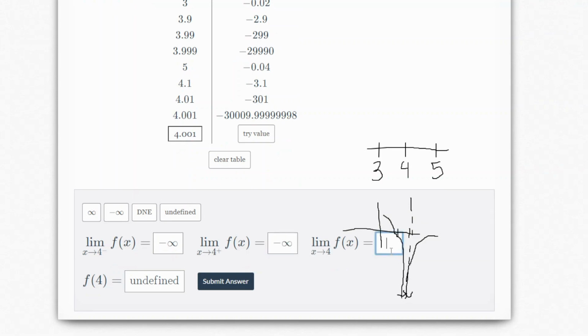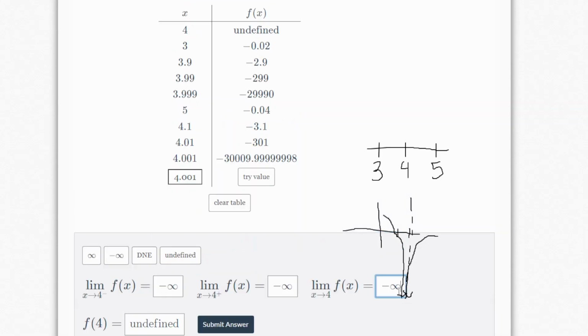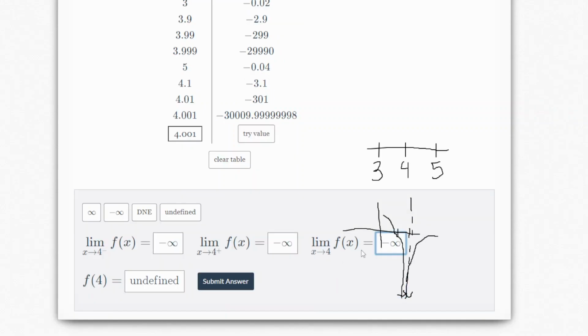Now you have an option here. You can either put negative infinity, or you can put does not exist there, because technically the definition of a limit is that it's approaching a number, and infinity is not a number. But again, I like seeing what my end behavior is doing. And we've already got f of 4. So that would be all we need on that one.